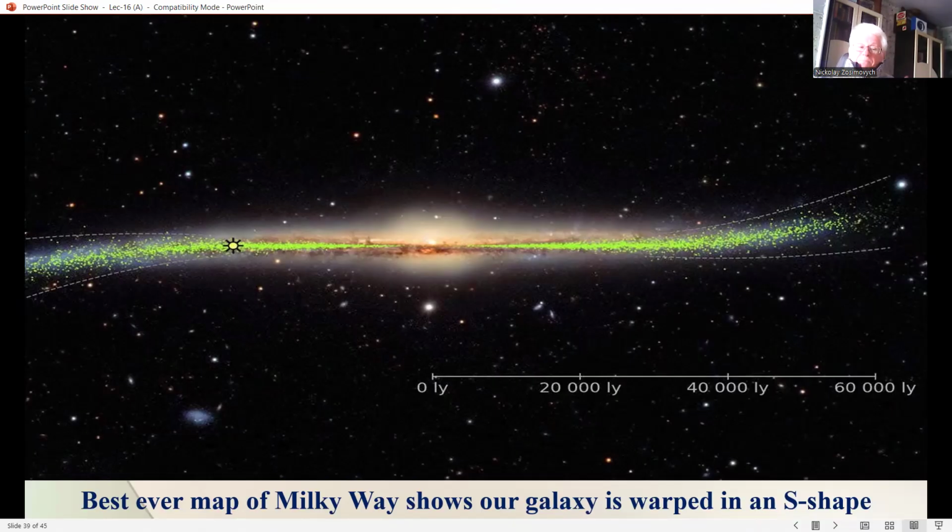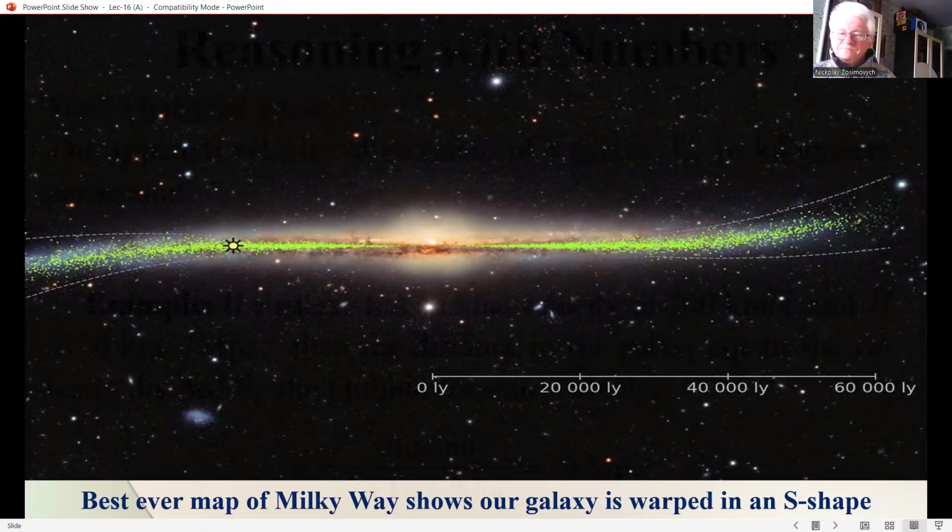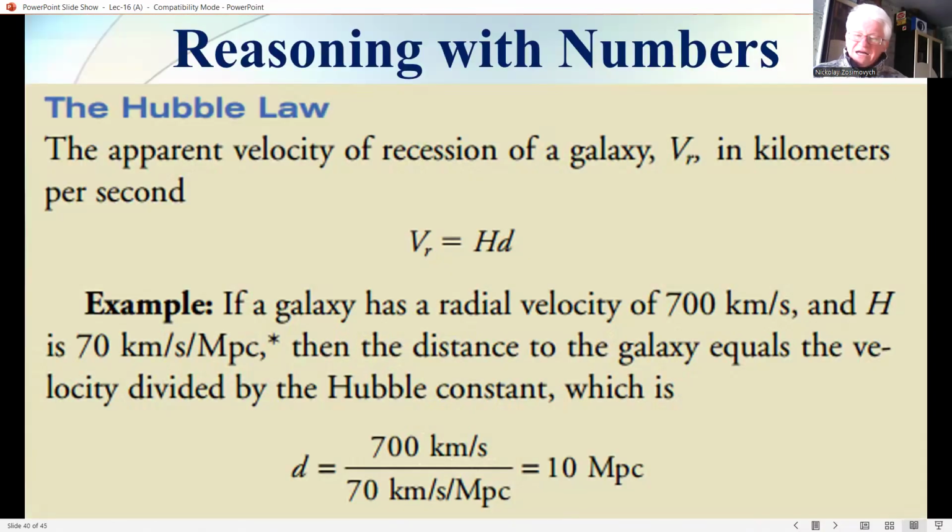Of the three basic parameters that describe a galaxy, you have found two: diameter and luminosity. And the third, as was the case for the stars, is more difficult to measure. Let's study the next question, reasoning with this number.